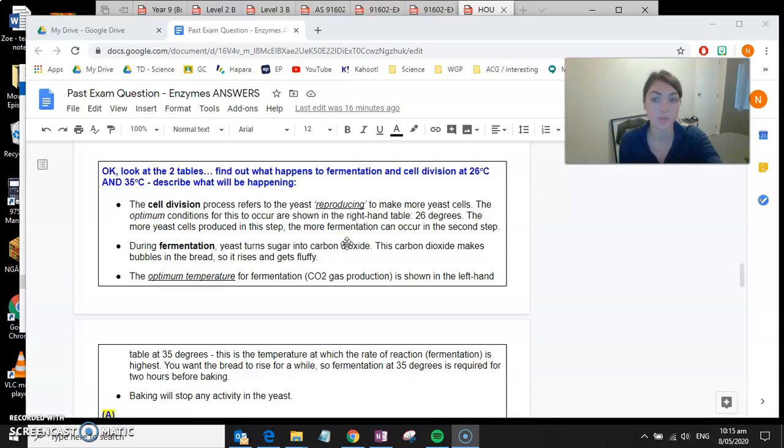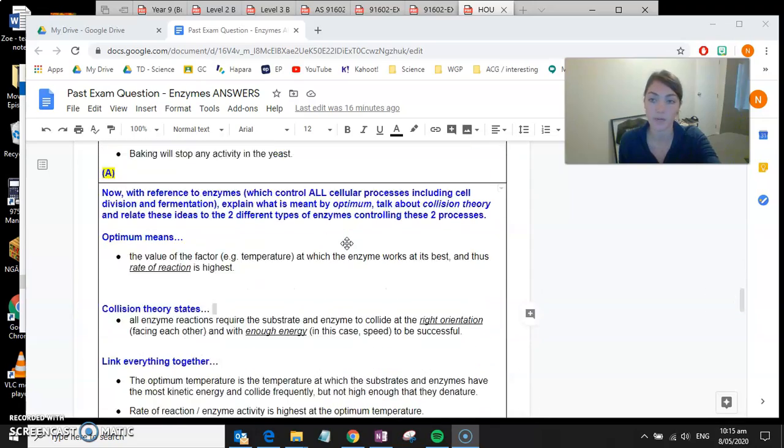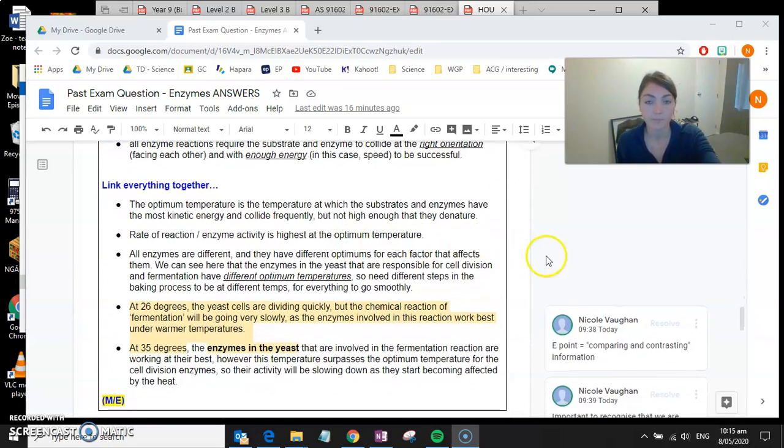that there's two different temperatures in the process of making this bread, we can kind of say some of the following things. The optimum temperature is the temperature at which substrates and enzymes have the most kinetic energy and collide frequently, but not high enough that they denature. The rate of reaction or enzyme activity is highest at the optimum temperature, so that's what we want.